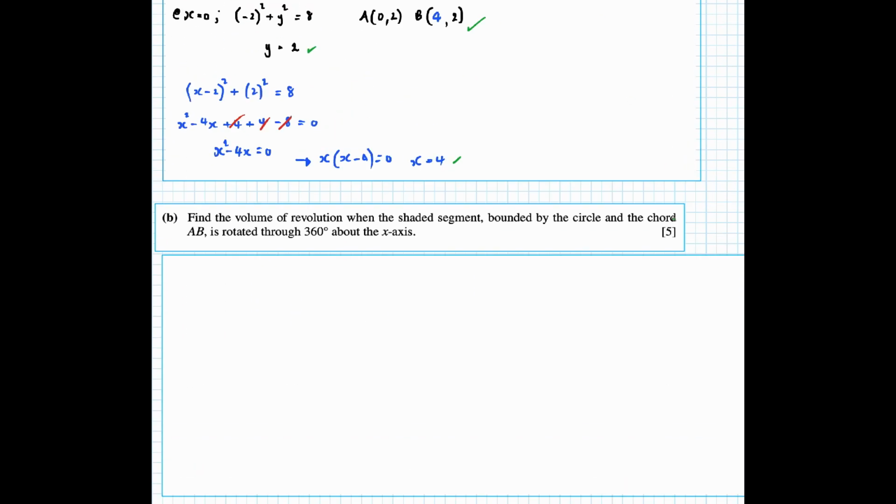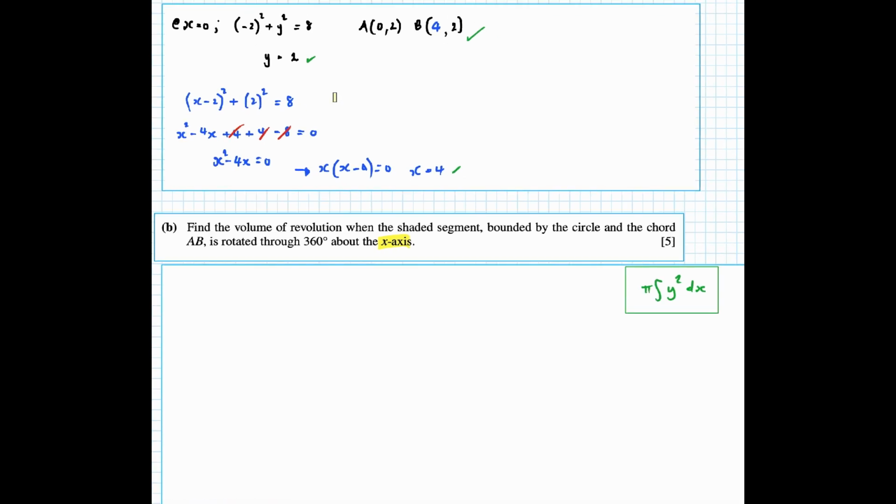Find the volume of revolution for the shaded segment about the x-axis. So around the x-axis, so pi, and integrate y squared here. We're already given y squared actually. So the equation of the circle is x minus 2 squared plus y squared equals 8. So we just rearrange that to get the y squared. So that's our shaded part.